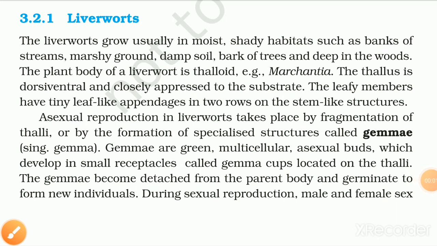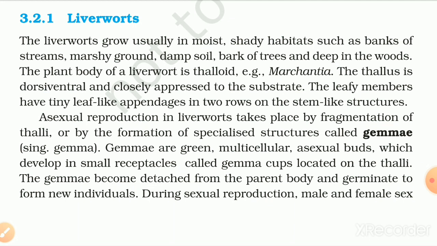2.1 Liverworts. The liverworts grow usually in moist, shady habitats such as banks of streams, marshy grounds, damp soil, bark of trees, and deep in the woods. The plant body of liverworts is thalloid, for example Marchantia. The thallus is dorsiventral and closely appressed to the substrate. The leafy members have tiny leaf-like appendages in two rows on the stem-like structure.